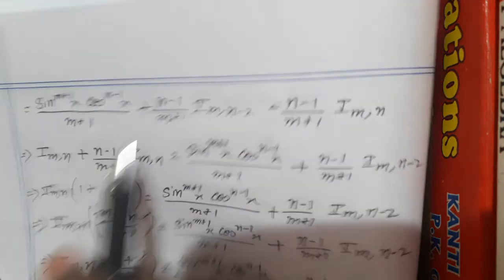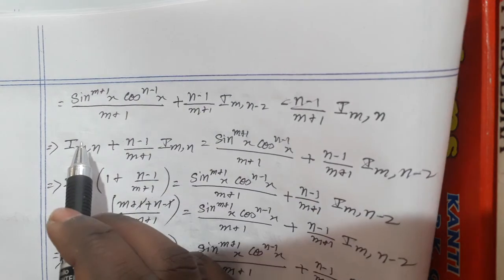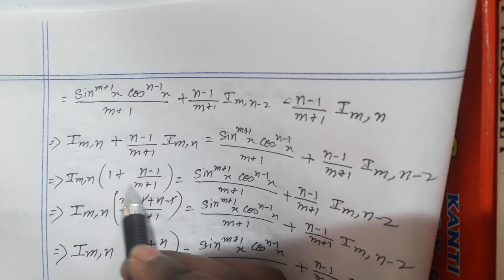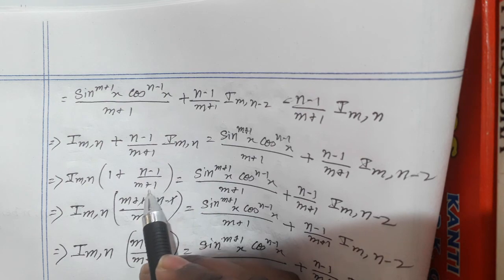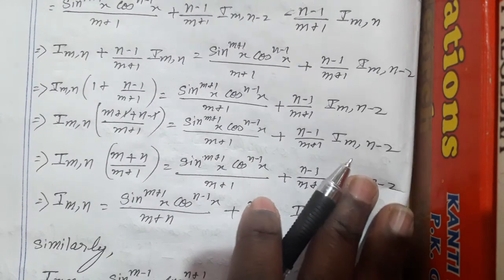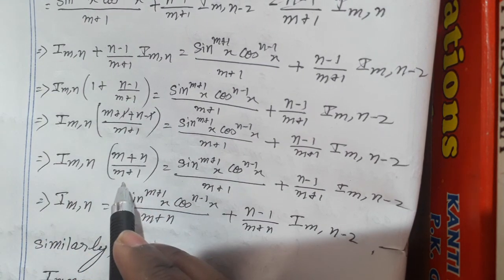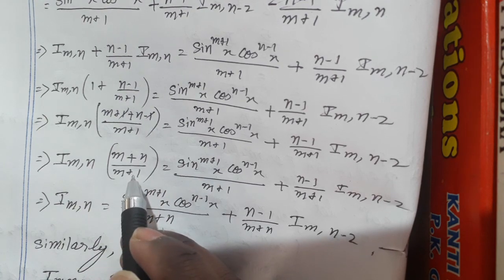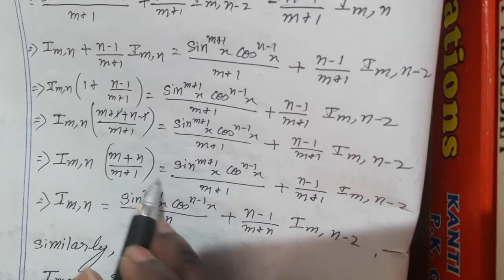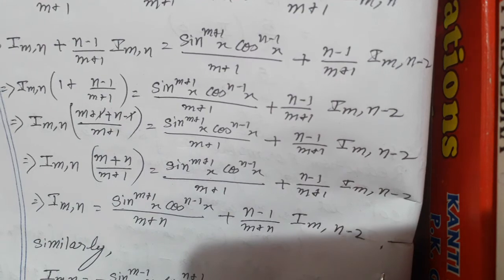So bring this one to this side, we get plus. Now you can take I_{m,n} common, so we get 1 plus (n-1)/(m+1), which is equal to this. If you do the LCM, we get (m+n)/(m+1). So you multiply throughout with (m+1), so m+1 will be cancelled everywhere, and divide throughout with (m+n). So we are getting this.